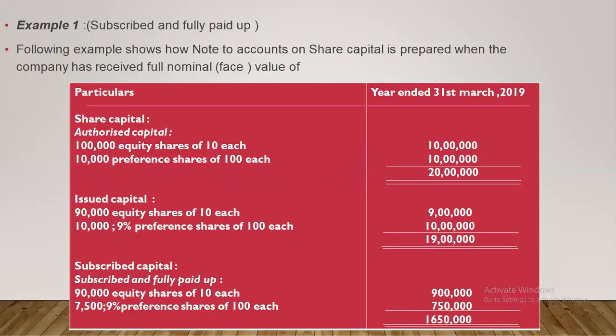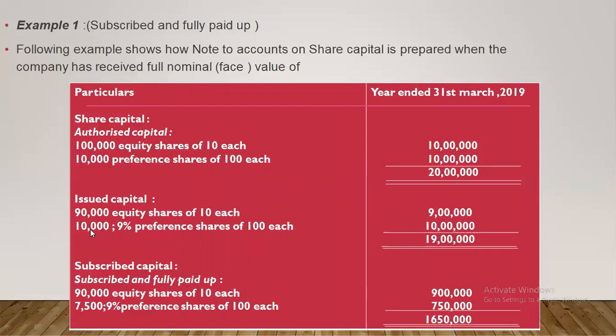Now, out of these 1 lakh equity shares, the company is issuing only 90,000 shares at the rate of 10, which will become 9 lakh. And out of 10,000 preference shares, all the 10,000 preference shares are issued by the company and the face value is 100. This will become 10 lakh. Total issued capital is 19 lakh. Now, all the 90,000 issued shares are subscribed by the public and the amount is also paid at the rate of 10. This will become 9 lakh.